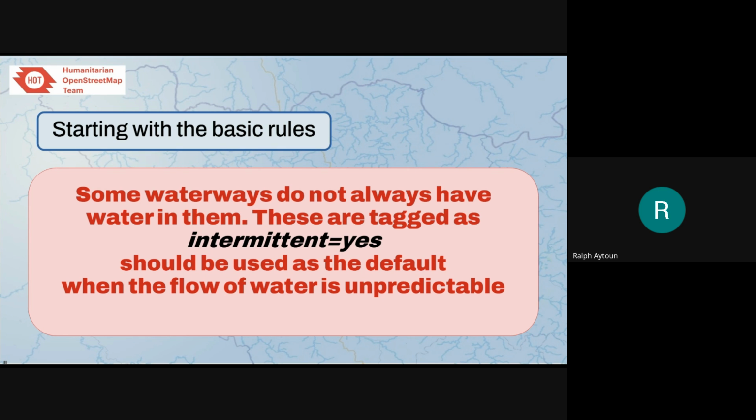Some waterways do not always have water in them, and these are tagged as intermittent yes. This should be used as the default when the flow of water is unpredictable. In other words, you don't know when it will or won't be water in the stream or river.